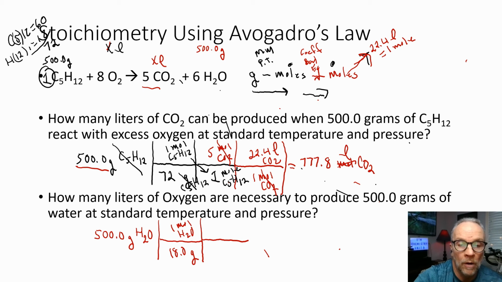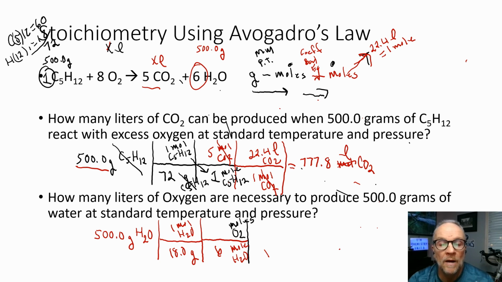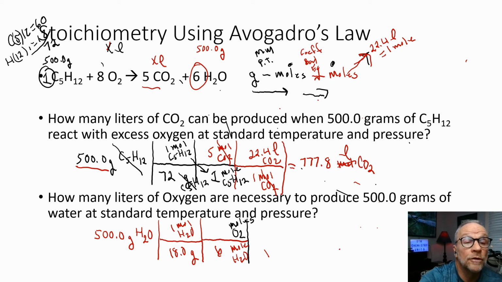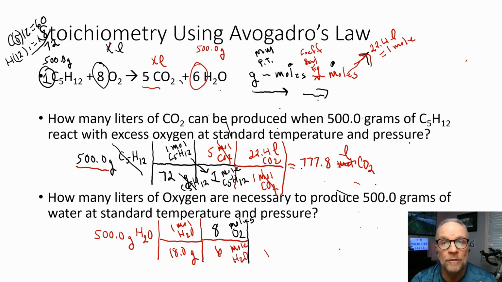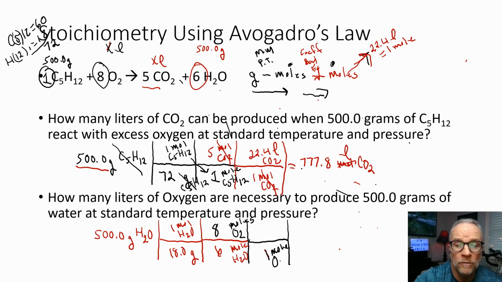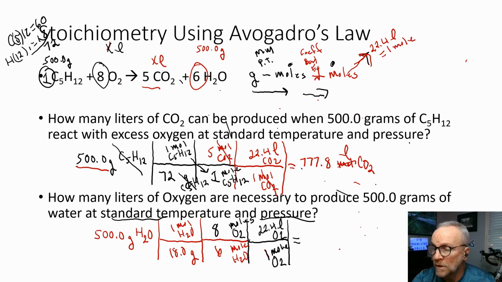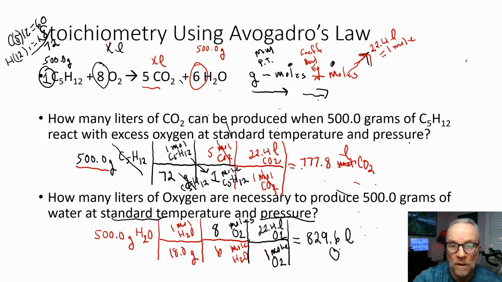And then we'll go over our mole bridge, changing chemical species. We'll have moles of water on the bottom. And here we have 6 moles of water. And then we'll have moles of oxygen on top, because that's what we're solving for. We're eventually going to get to liters there. We've got to go to moles first. Have 8 moles. You've got to crawl before you can walk, right? And then finally, our last step here will be moles to liters. For every 1 mole of O2 at standard temperature and pressure, STP, we have 22.4 liters of O2. And if you do that one, you get 829.6 liters of oxygen.